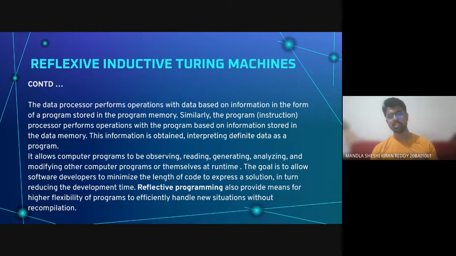This allows computer programs to observe, read, generate, analyze, and modify other computer programs or themselves at runtime. The goal is to allow software developers to minimize the length of the code to express a solution, which in turn also decreases the development time. Reflexive programming, or metaprogramming, also provides higher flexibility of programs to efficiently handle new situations without recompilation. Reflexive programming and the use of the symmetric nature will also be very useful in many applications of artificial intelligence and machine learning.